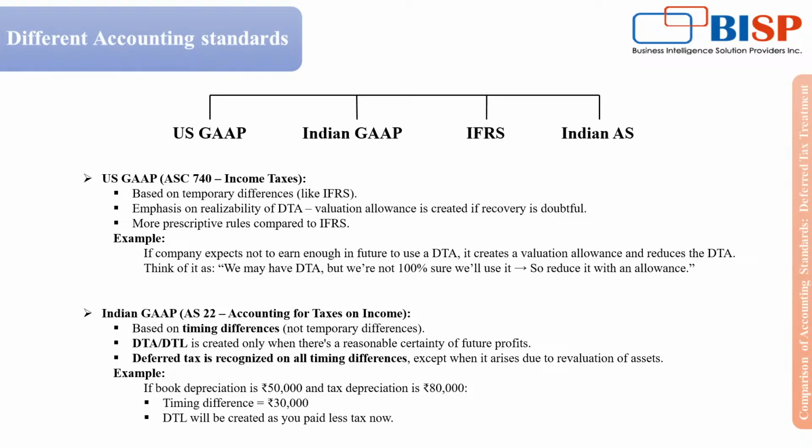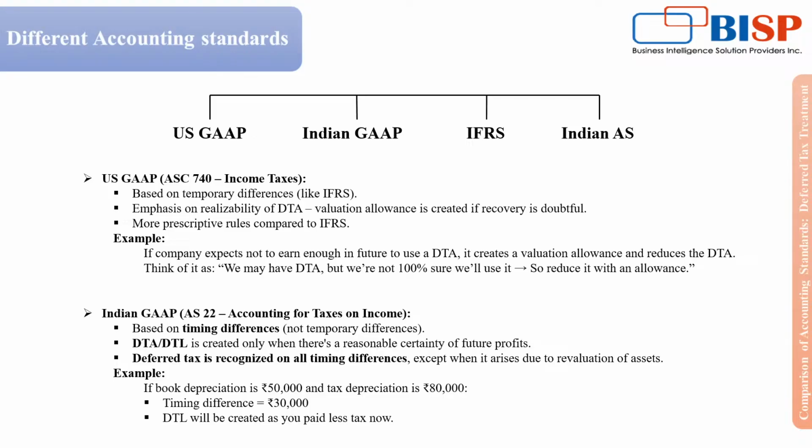So here we will actually adjust all these temporary differences according to these standards, right? We have the US GAAP, we have the Indian GAAP, we have the IFRS, that is the International Financial Reporting Standards, and we have the Indian AS. So we will start with the US GAAP. We have ASC 740, which is for income tax, right? So it is based on the temporary difference. It's like IFRS. It emphasizes the reliability of DTA, right?